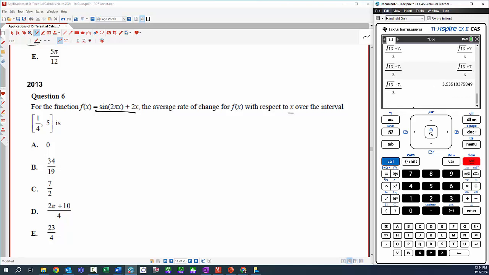So define f of x equals sine of 2 times pi times x plus 2x. So all we'll do is go control divide. So the interval's f of 5, take away f of a quarter. So y2 take y1 over 5 take away a quarter. There we go.